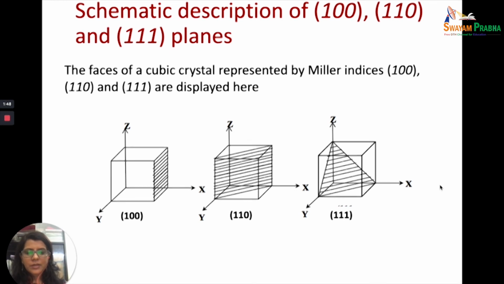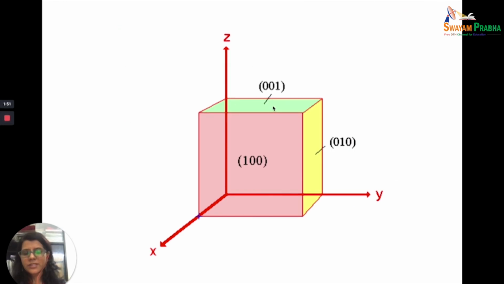So this is how you can very easily figure it out. Look at this. This is a 0, 0, 1 plane because it is at a distance of 1 from the origin for the z-axis, but it is parallel to the x and y. We already know about the 1, 0, 0. It is cutting x, but is parallel to y and z. Look at the 0, 1, 0. It is parallel to the x, it is parallel to the z, and it is cutting y. So it is a 0, 1, 0 plane.